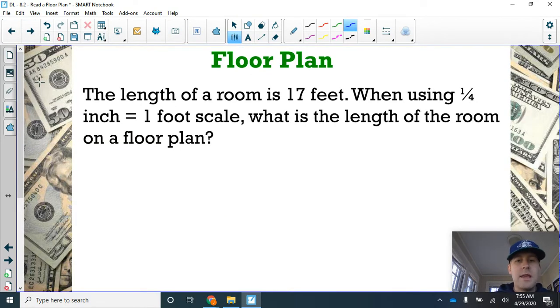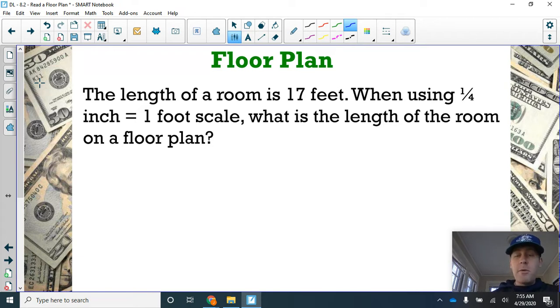Next example. The length of a room is 17 feet. When using a 1/4 inch to 1 foot scale, what is the length of the room on a floor plan? This is kind of the opposite now, because we know how much we have in real life. We want to figure out what that would represent on the floor plan.